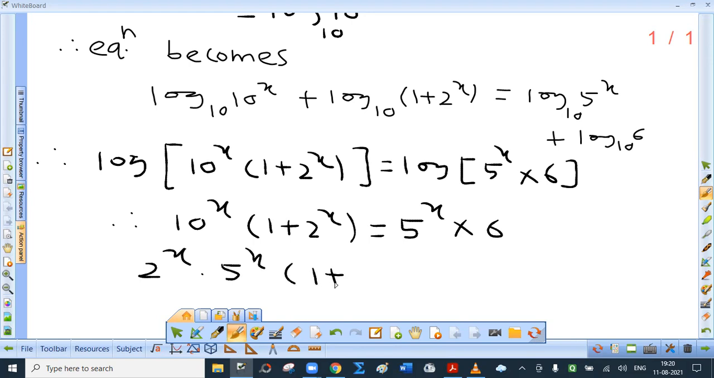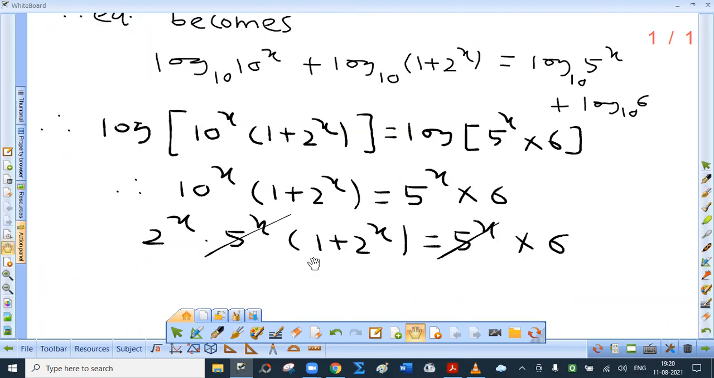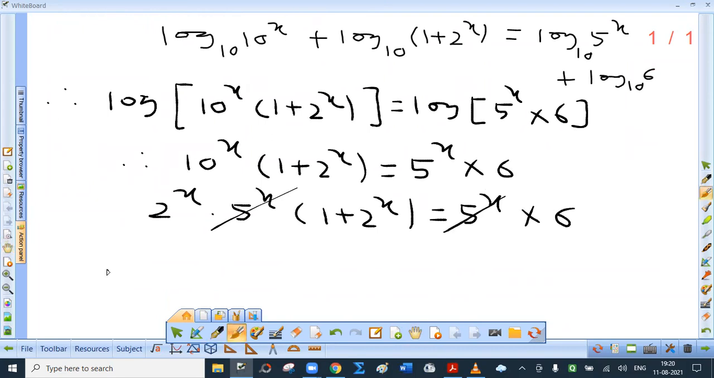I hope you are getting this. Raised part as it is. Can I cancel 5 raised to x? To cancel means to divide. Yes, division is valid because 5 raised to x is not equal to 0. Okay. Now open the bracket. So 2 raised to x into 1 is 2 raised to x plus (2 raised to x) square minus 6 equal to 0.